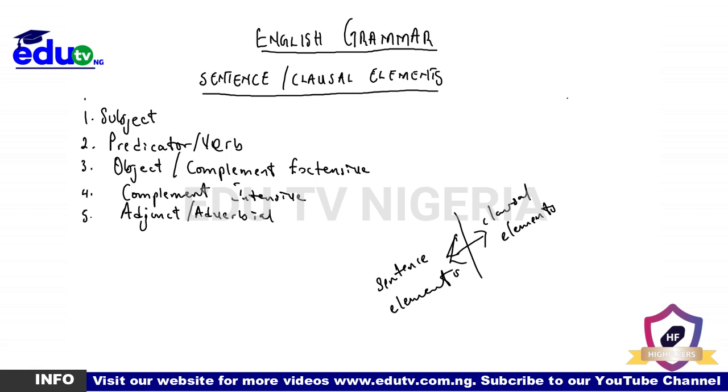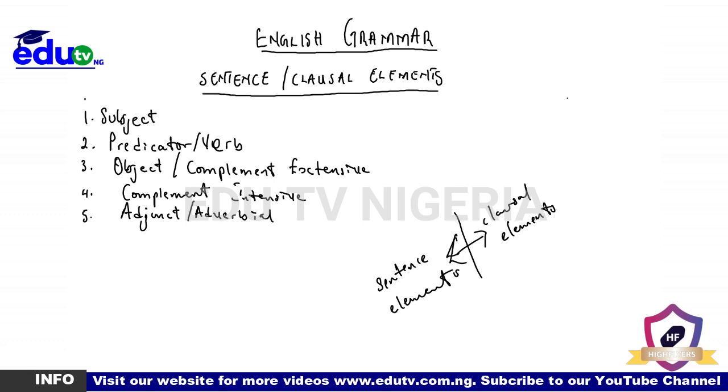According to what you could see on the screen, you could see the subject. So every sentence should have a subject. Every sentence should have a predicator or verb. It's known as verb, but some other people prefer to call it the predicator. Whichever way you want to call it, it's no problem. Then we have the object or the complement extensive. So another name for object is complement extensive.